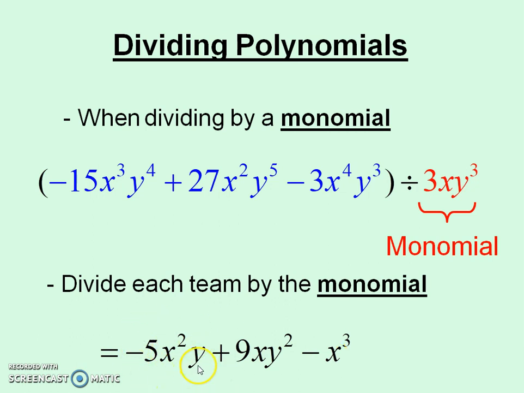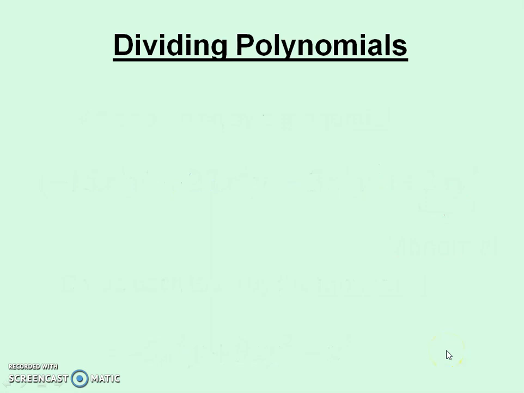This first term is the first term of the dividend divided by the monomial. So negative 15 divided by 3 is negative 5. X cubed divided by x is x squared, and y to the power 4 divided by y to the power 3, the rule is you subtract exponents, that's y. Then the second term divided by the monomial, that's this. And the third term divided by the monomial, that's that. That's something that we've already done.